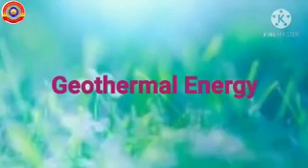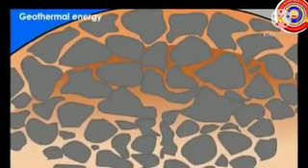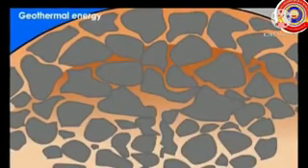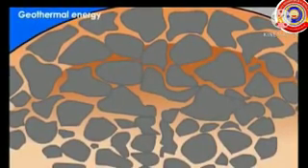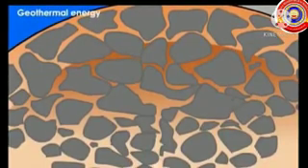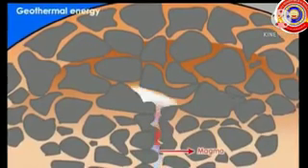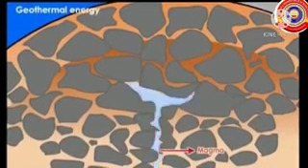Geothermal energy. Though the surface of the earth has cooled down, making it habitable, the interior is still in the molten form. Magma, which is at a higher temperature, comes out of the core through its softer regions. Such places are known as hot spots.